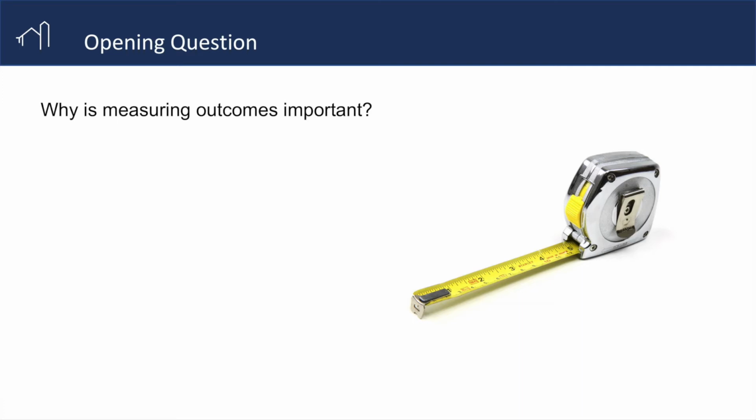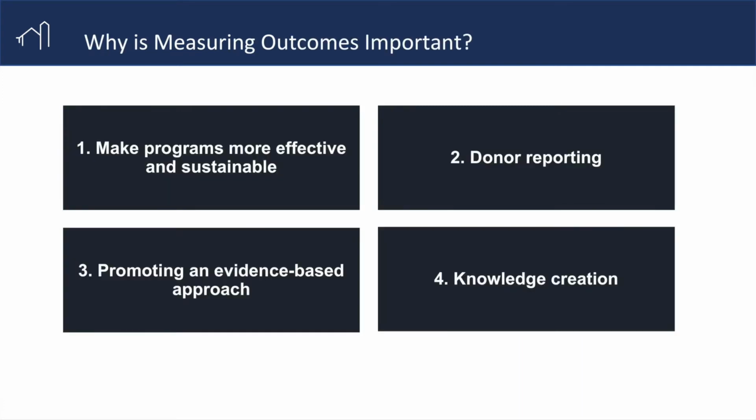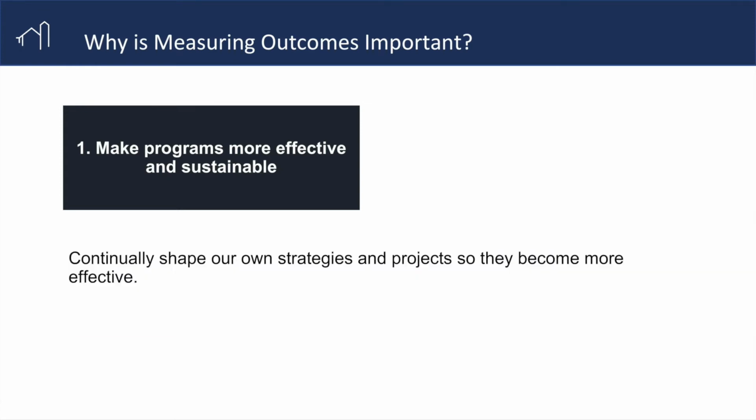So it's important for a variety of reasons. Measuring outcomes is important to make programs more effective and sustainable, for donor reporting, for promoting an evidence-based approach, and then also for knowledge creation. So we want to continually shape our own strategies and projects so that they become more effective. And inherent in that is sort of the assumption that the use of evidence will make our programs more effective and sustainable. Now, obviously, it depends on what kind of evidence you use and where you find your evidence and how you analyze it, and then how you implement program changes based on your findings.